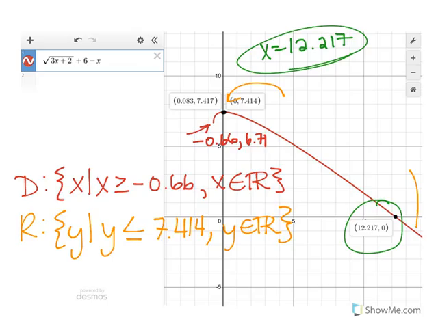Alright, and just know that it can go down here because there's more to the equation than just a square root, if that was confusing you.